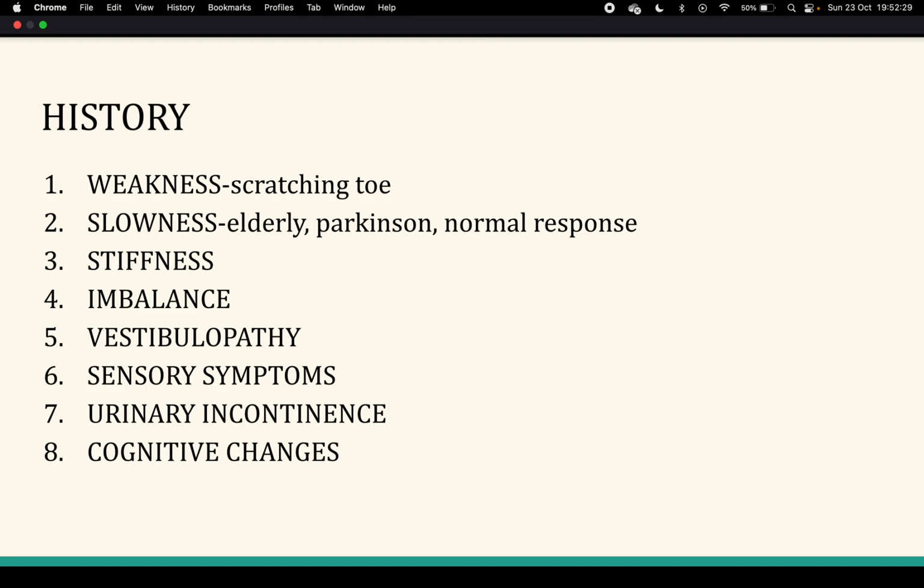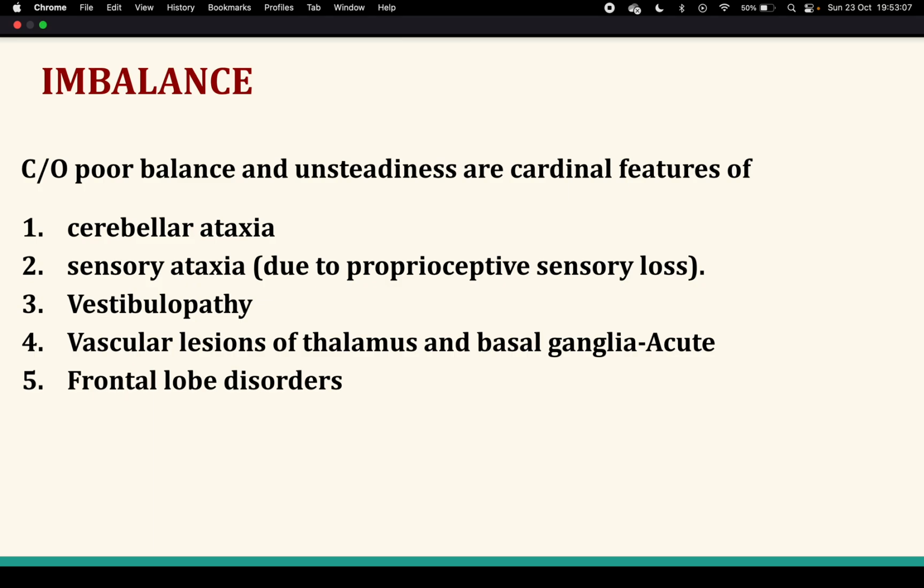Is there any slowness or stiffness, imbalance, tinnitus, vertigo, dizziness, which suggest vestibulopathy? Are there any sensory symptoms for proprioceptors? For etiology, is there any urinary incontinence, as in normal pressure hydrocephalus, where there is also ataxia, dementia, and urinary incontinence? Are there any cognitive changes, so as to assess even for the prefrontal cortex? Slowness is seen in elderly persons, in Parkinsonism, or it could also be a normal response. We'll ask a history regarding all of these things and assess each of the symptoms.